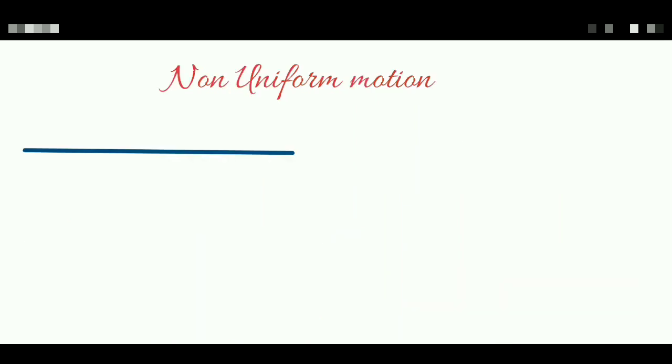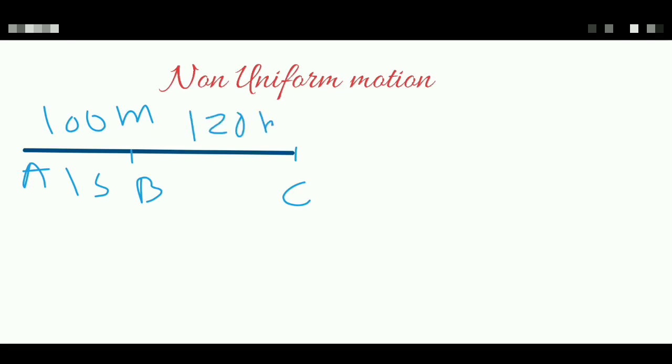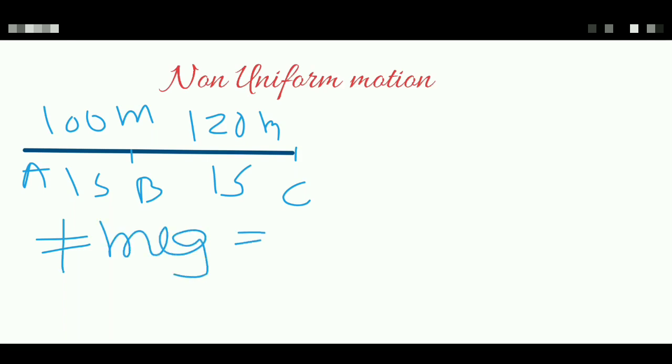Now suppose we are talking about non-uniform motion. So how does non-uniform motion work? Suppose this is a cross section. Here 100 meters is travelled within 1 second. In another cross section, 120 meters is travelled within 1 second. So in each cross section, unequal distance is travelled in equal time intervals. Thus, the motion is considered non-uniform motion.